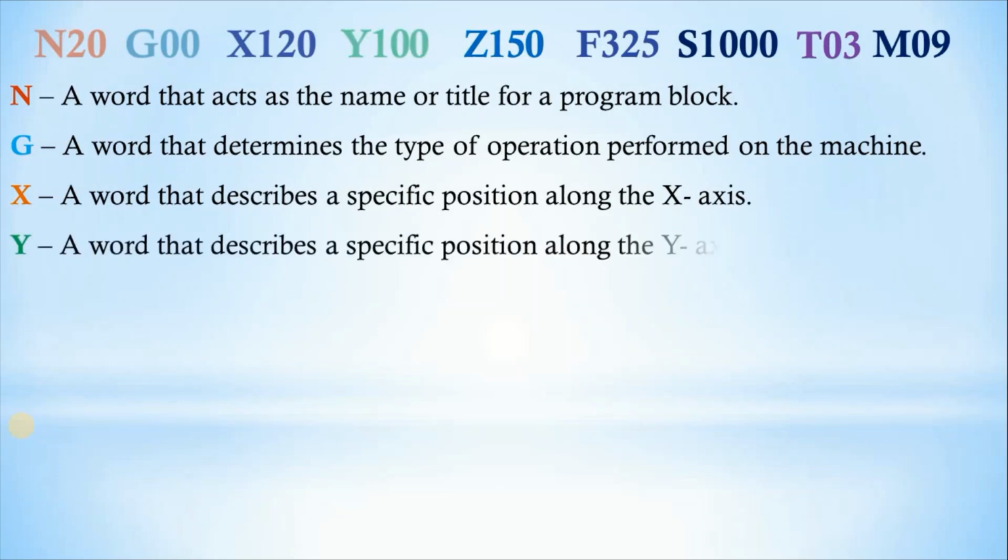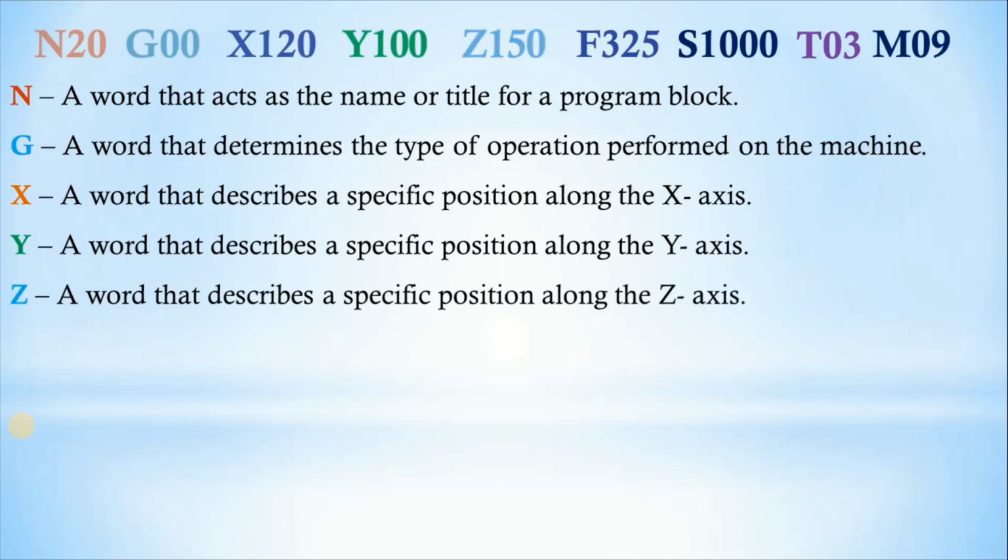Then Y100 is a word that describes a specific position along the y-axis. The y-axis is the linear axis representing motions and positions that travel the shortest distance parallel to the workpiece. The x-axis defines the longest distance parallel to the workpiece and the y-axis defines the shortest distance parallel to the workpiece. So there is a difference. The x-axis defines the longest distance on the work table and the y-axis defines the shortest distance on the work table.